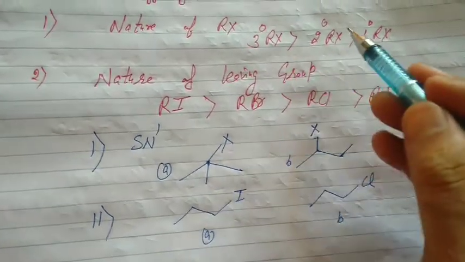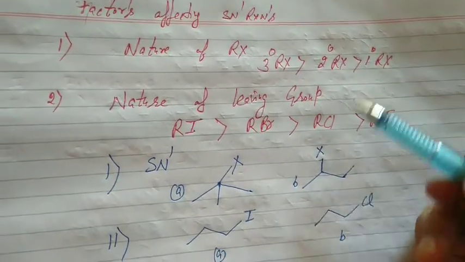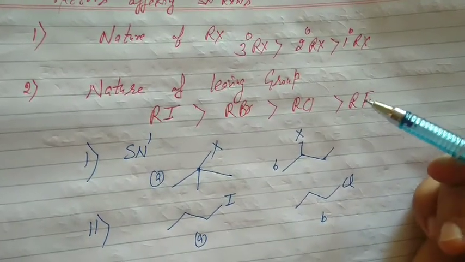That's the factors affecting SN1 reaction: 3 degree, 2 degree, 1 degree. And for the leaving group, iodoalkane, bromoalkane, chloroalkane and fluoroalkane.